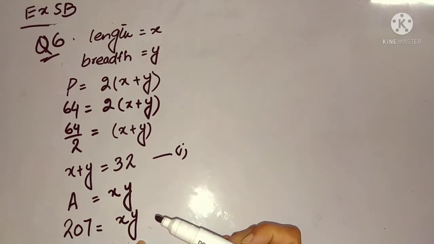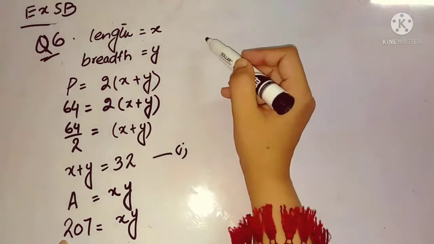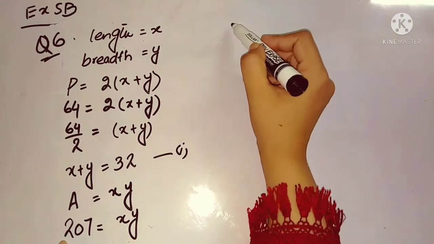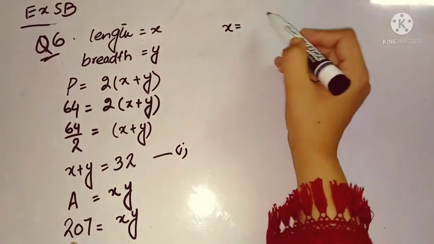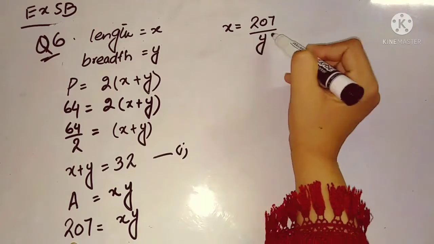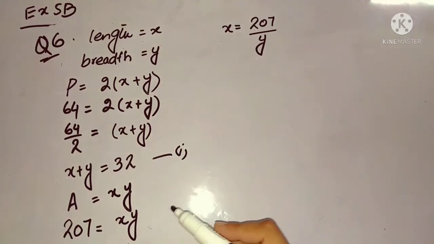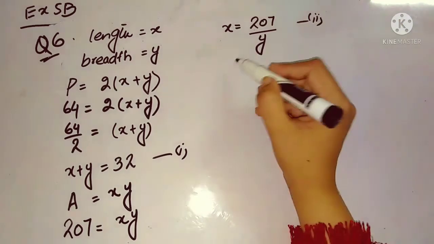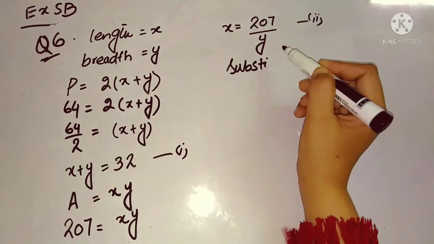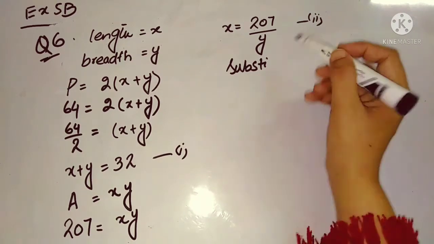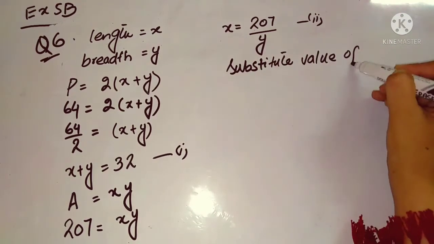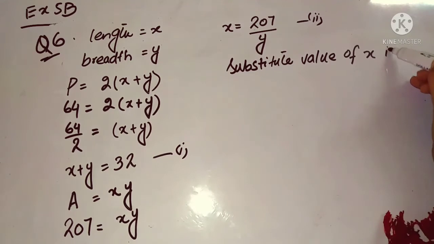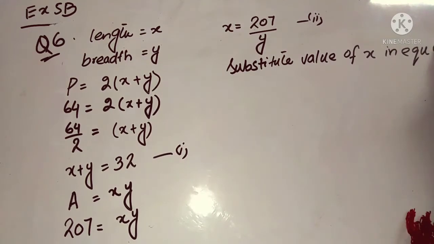Now we will use the other formula, which is for the area. You know the formula to find the area is length multiplied by width. So length is x and width is y, so we multiply them. Area is given in the question, which is 207, equal to x times y. Now what we can do is take out the value of x from this equation. y is multiplying with x, so when y comes to this side, 207 will be divided by y. So x is equal to 207 over y.